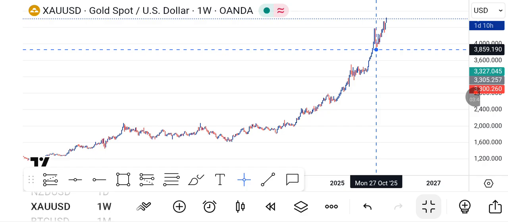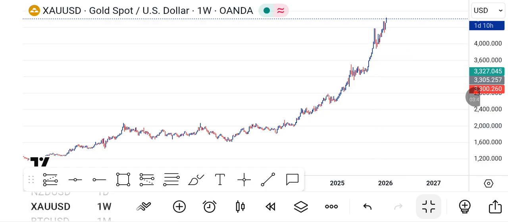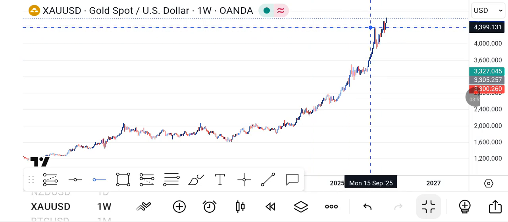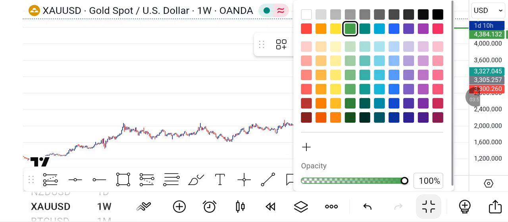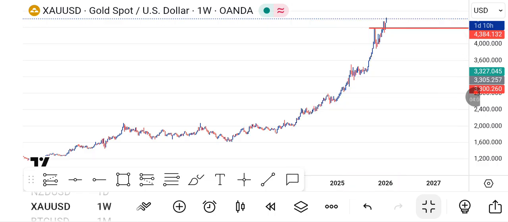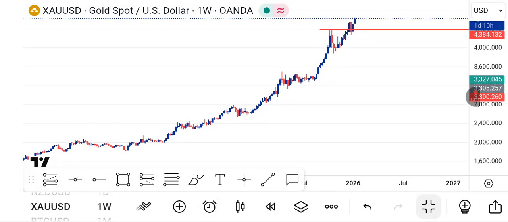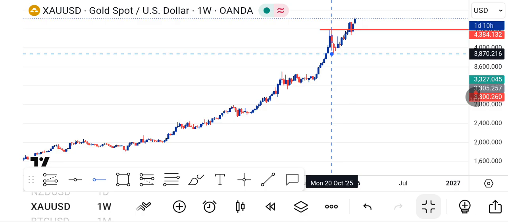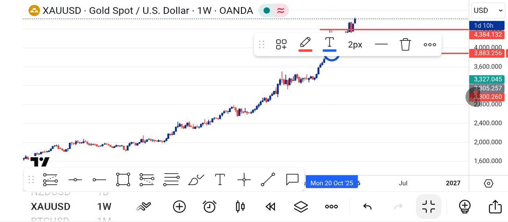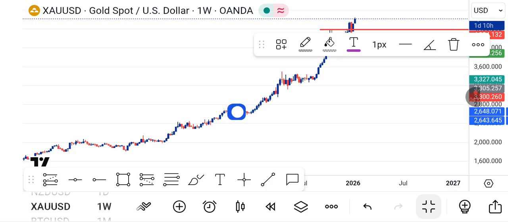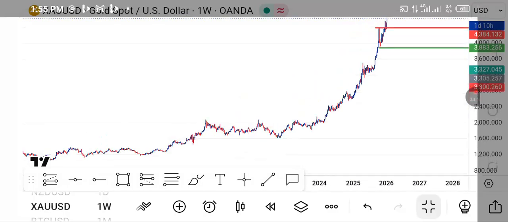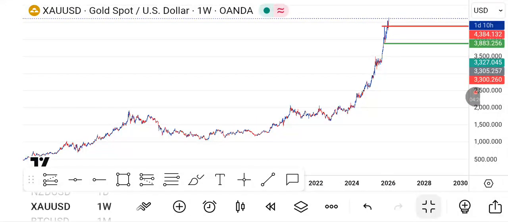Mark my resistance, which is a high. This is it. Change the color to red. And this should be my low of it. Change it to green, to differentiate the colors. As you can see, this is what I just did.